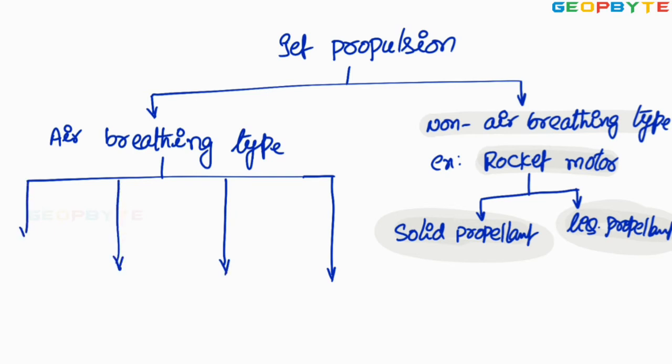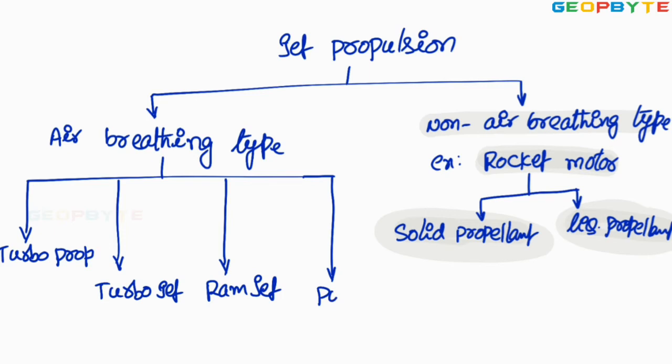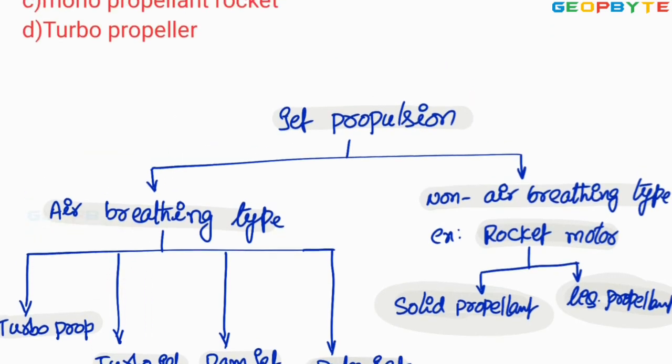Examples are turboprop. Turboprop means turbopropeller, turbojet, ramjet engine, pulse jet engine. Dear friends, remember turbopropeller, turbojet, ramjet engine, pulse jet engine. These are coming under air breathing systems or air breathing type jet propulsion system because these are flying within the atmosphere. Now come to the options.